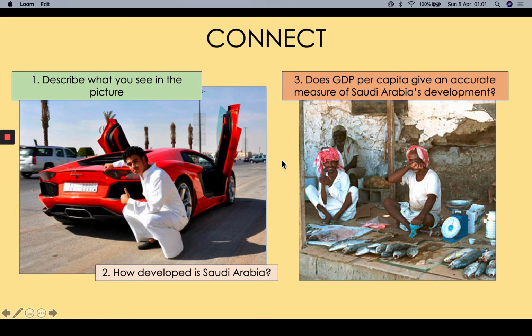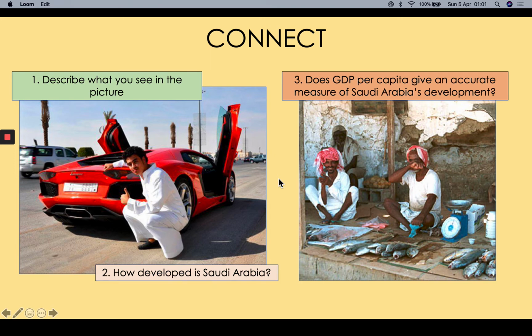And GDP per capita, importantly, does not show inequality. It doesn't show who is rich and who is poor. It is just one number. And as a result, you have no idea who actually has the money in a country if you just use GDP per capita.